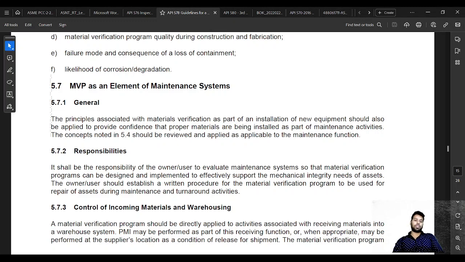The principle associated with material verification as part of installation of new equipment should also be applied to provide confidence that proper materials are being installed as part of maintenance activities. Responsibility: it shall be the responsibility of the owner user to evaluate maintenance systems so that a material verification program can be designed and implemented to effectively support the mechanical integrity needs of the asset.